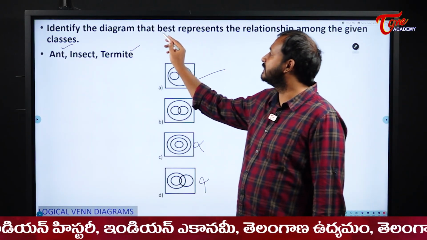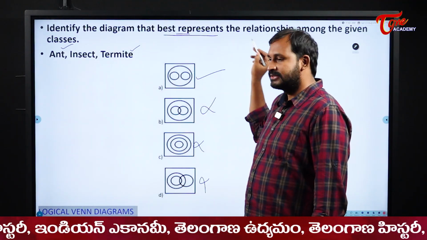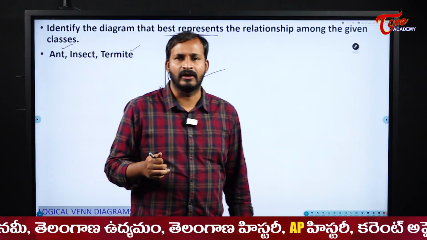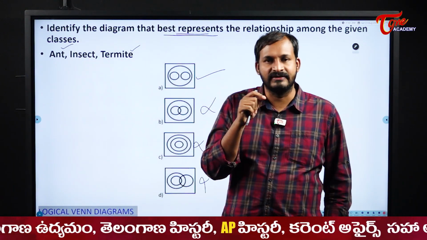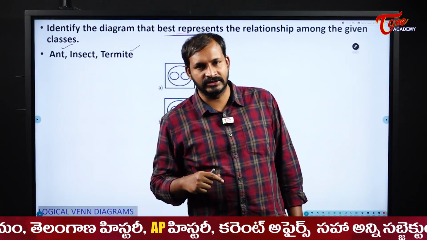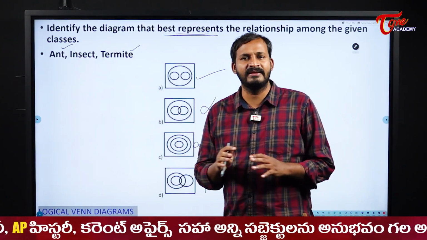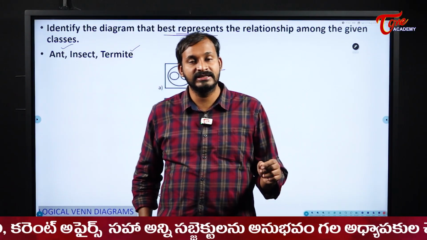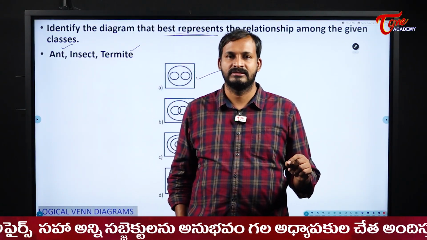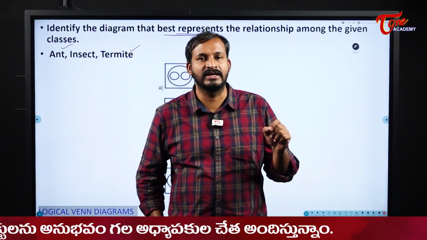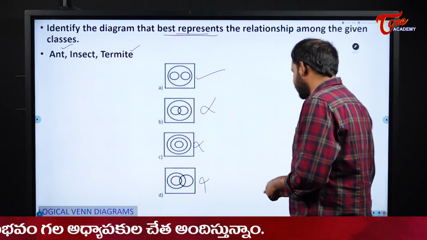See, always they will tell the best. Why? Because there might be different cases. Sir, some ants may also live like termites. They will bite the wood and they will consume it. Yes, that is fine, but it is not with all the cases. Ant means here a general. So, that is the reason we are choosing the best one, students. We are choosing the best one, not the correct one, among the four options.